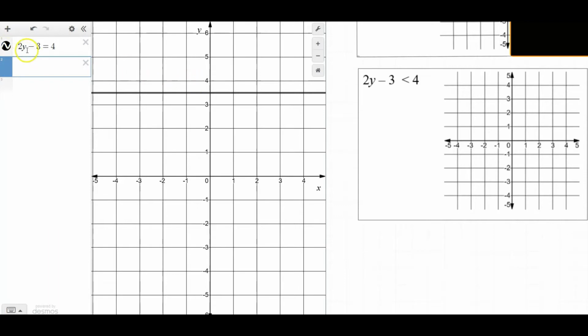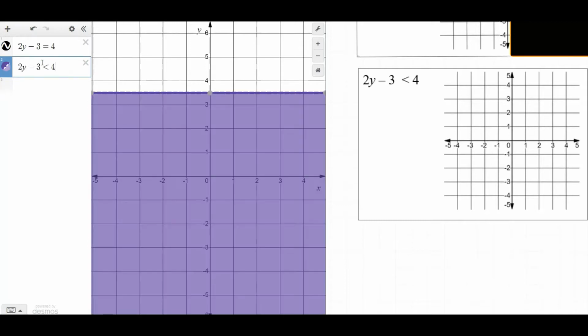Fantastic. So in this case, we have an equation that only has a y only. We should have a horizontal line, and then we do the math to see where to draw the horizontal line. But let's go ahead, face our fears. Let's graph the actual problem. So we have 2y minus 3 is less than 4. Let me turn off the equation.